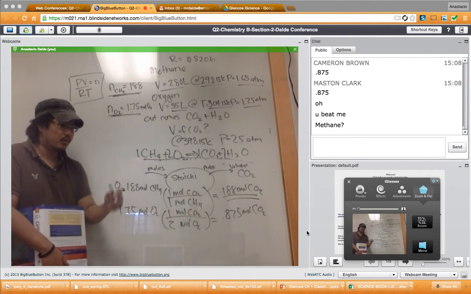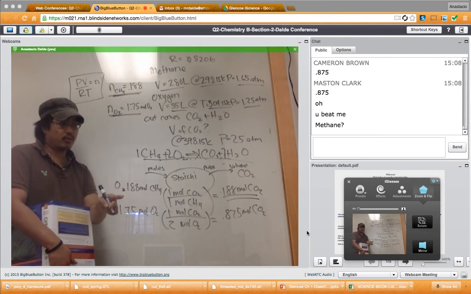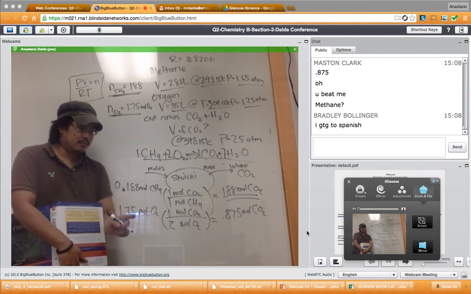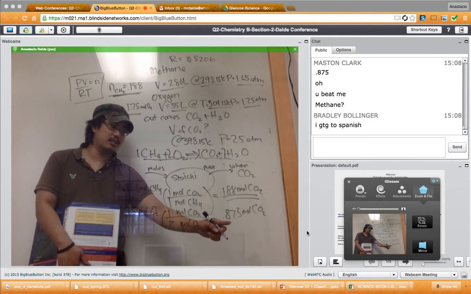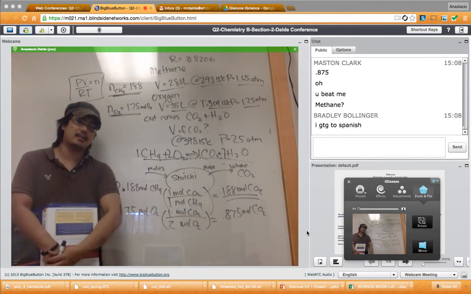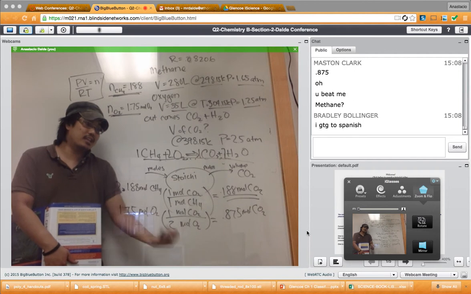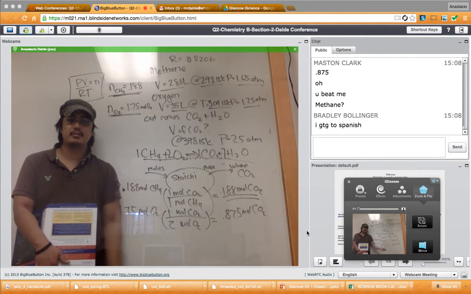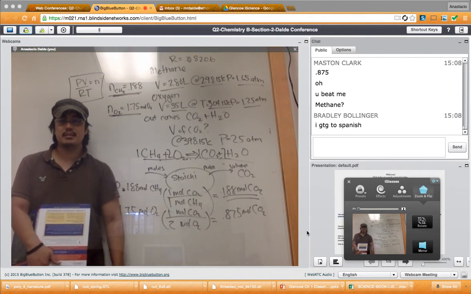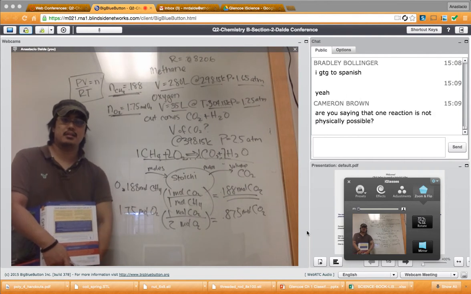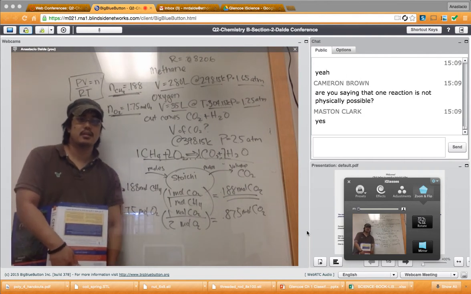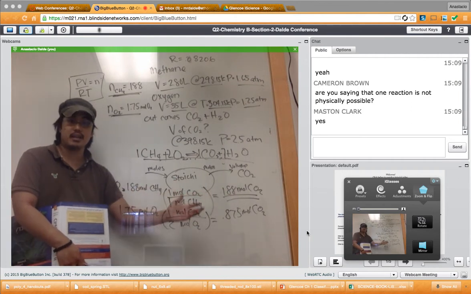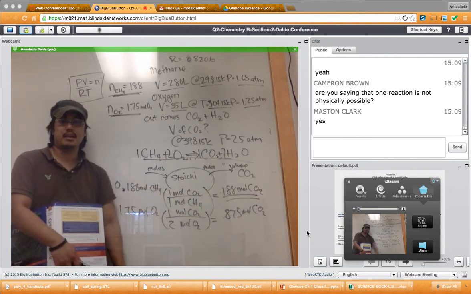Here's what I'm saying. With this much methane that you gave me, you can only create 0.188 moles of carbon dioxide. With this much oxygen you gave me, you can create 0.875 moles of carbon dioxide. The problem is, where are you going to get the extra methane after you've created 0.188 moles? Does that make sense? After you've created 0.188 moles, you've used up all of your methane, so this reaction is not going to take place.